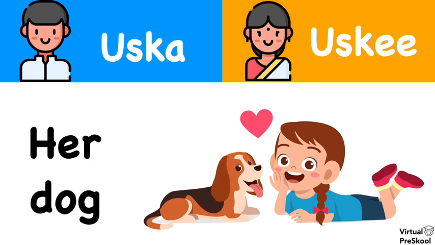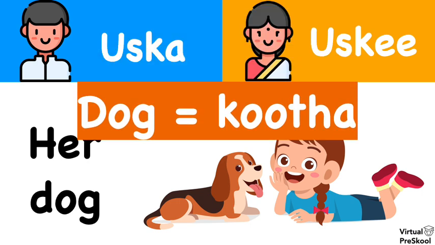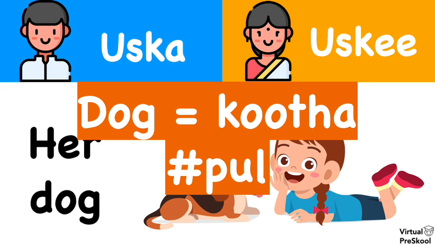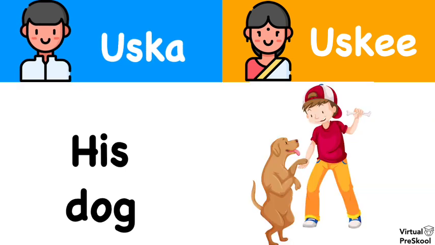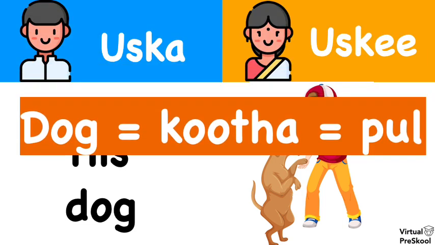What about this? Would it be Uska or Uskee for her dog? Dog is kutta. And from the word, we should be able to understand that kutta is a pull noun. So which one would it be, Uska or Uskee? Uska. Uska kutta. Now, instead of her dog, let's do his dog. What would this one be, Uska or Uskee? Dog is still kutta and it's still pull. So Uska or Uskee? Still Uska, because kutta is a pull noun.